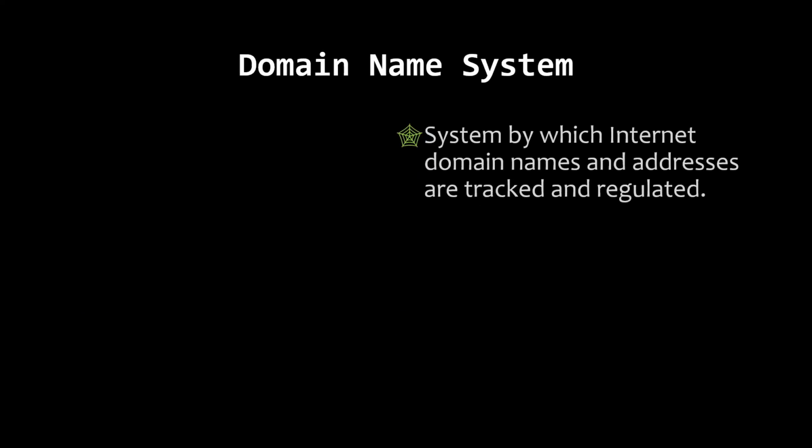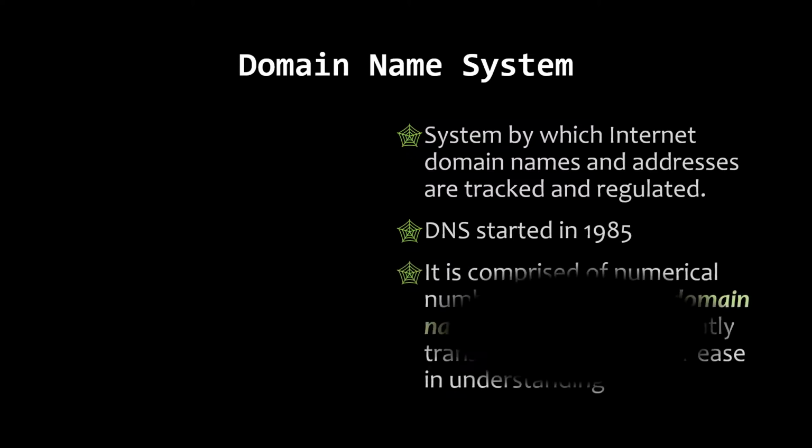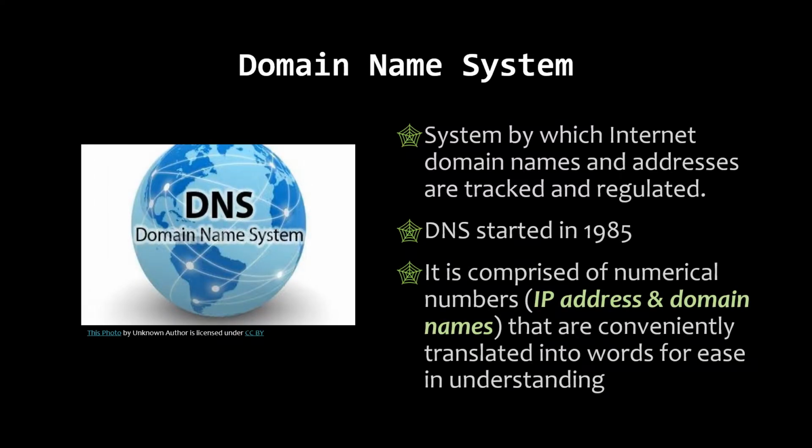Domain name system. There is a system on the internet that houses the domain names and addresses, and these are tracked and regulated. DNS started in 1985. It is comprised of numerical numbers, IP addresses, and domain names that are conveniently translated into words for ease and understanding. So as a review, the IP address is made up of zeros and ones, and the domain name is made up of words.